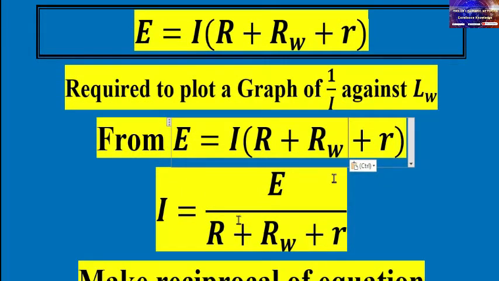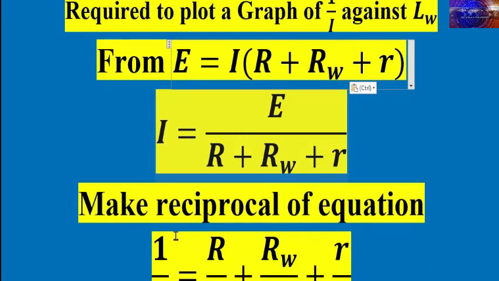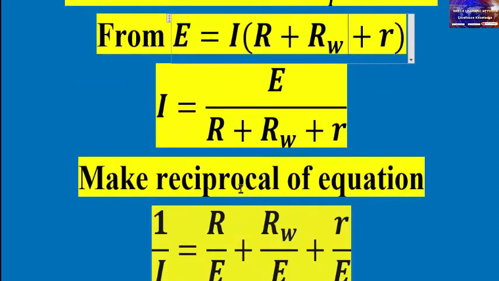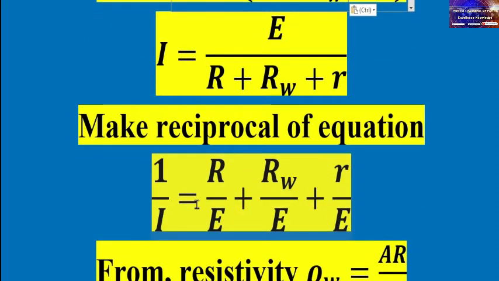I is equal to E over R plus RW of wire plus the internal resistance. In order to get 1 over I, you have to take the reciprocal of this equation. So it will be 1 over I is equal to R over E plus RW over E plus r over E. That is our reciprocal of this equation.